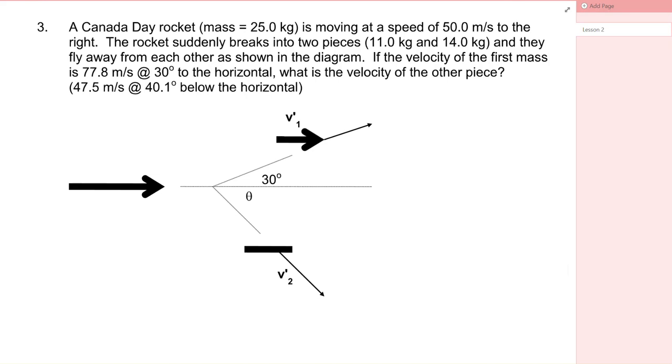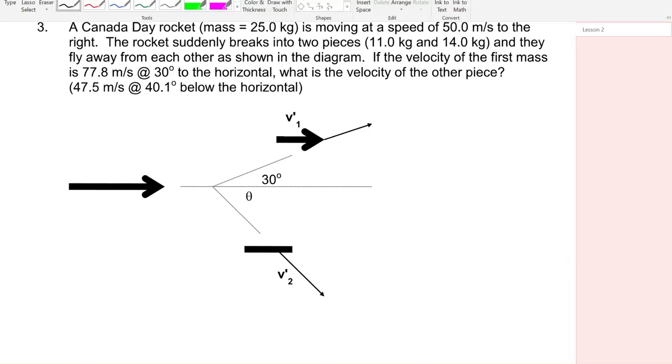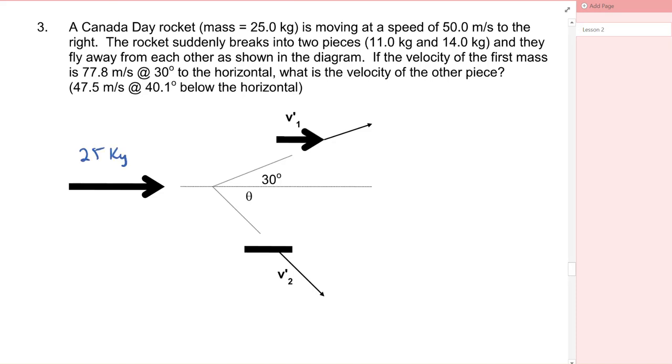So it says the Canada Day rocket, mass 25 kilograms, is moving at a speed of 50 meters per second to the right. So this one, 25 kilograms, moving at 50 meters per second to the right. The rocket suddenly breaks into two pieces. So you've got an 11 kilogram one and a 14 kilogram one. We'll say this is the 11 kilogram one, and this will be the 14 kilogram one. And they fly away from each other as shown in the diagram.